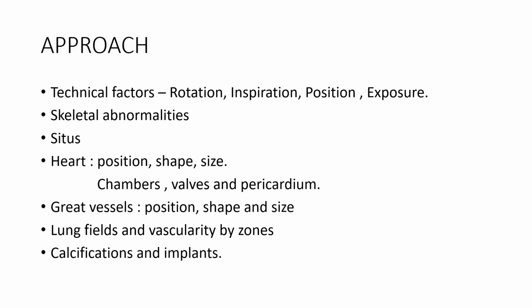Sometimes the valves can be calcified, as in the case of aortic stenosis. And in case of pericardium, there might be some pericardial effusion or chronic calcific pericarditis. Then we assess the great vessels, the position, shape, and size, which helps us know if there's any pulmonary venous or artery hypertension. The lung fields and vascularities by different zones, again important in assessing pulmonary venous hypertension. And certain oligemic conditions give a clue to the diagnosis, such as in case of pulmonary stenosis. Finally, we look for any valvular calcifications and implants.